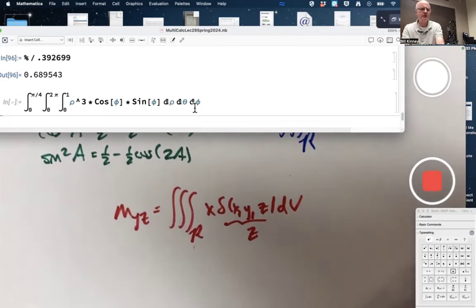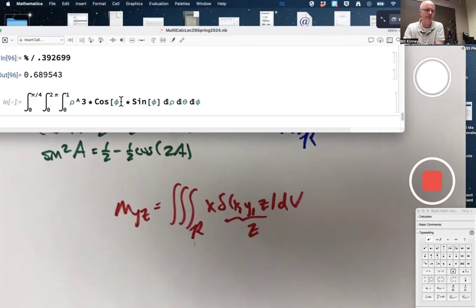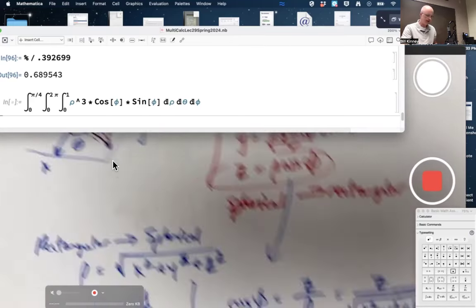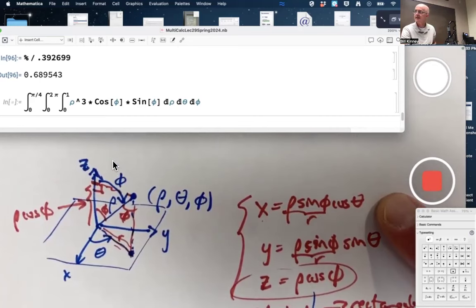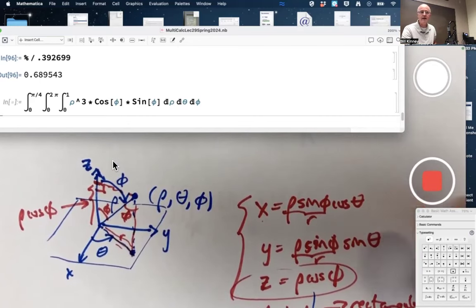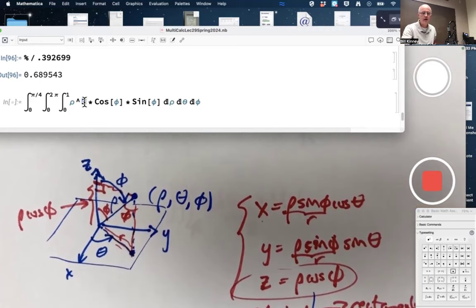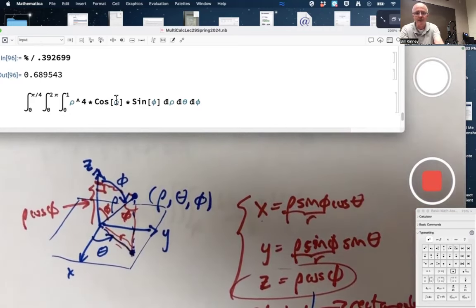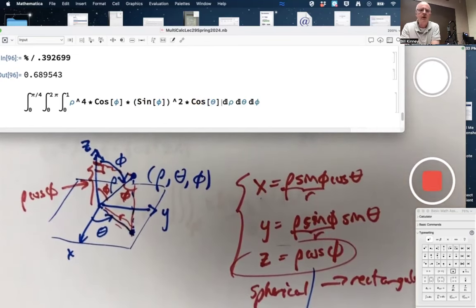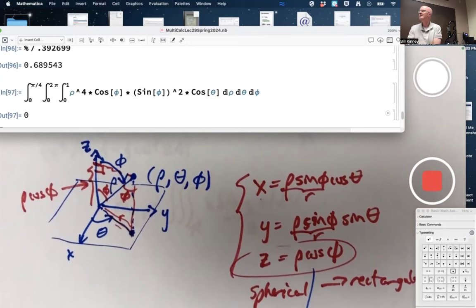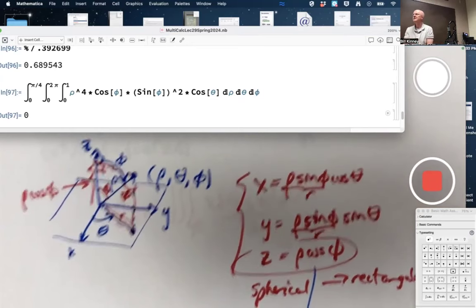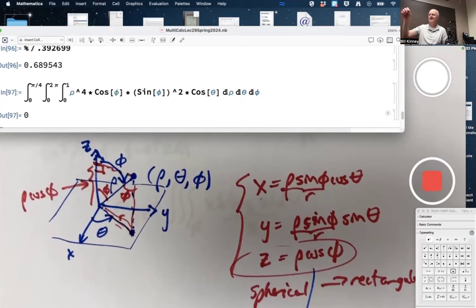What would I need to do with this integral to change it to being x times z? Use this equation, replace x with that crazy thing. So I would get another factor of rho. I get rho to the 4th. I get a factor of sine phi, another factor of sine phi, and a factor of cosine theta. This would be the thing I'd have to integrate. Should be 0, though. By symmetry, it should be 0, and it was. The center of mass, x and y coordinates for this example should be on the z-axis.